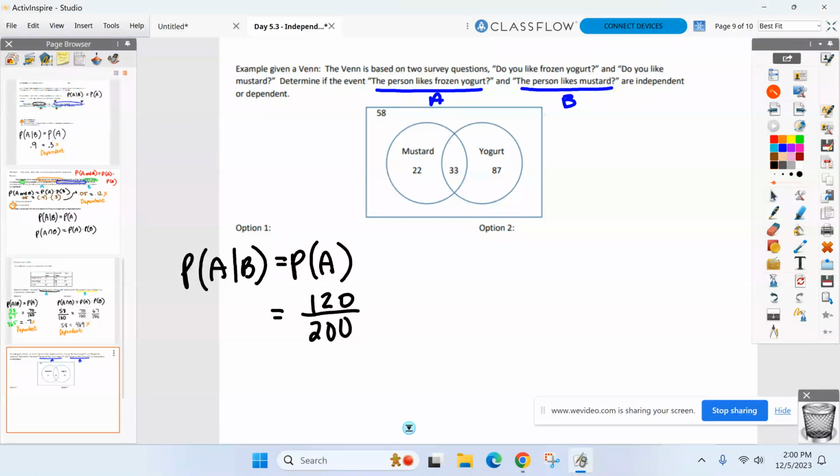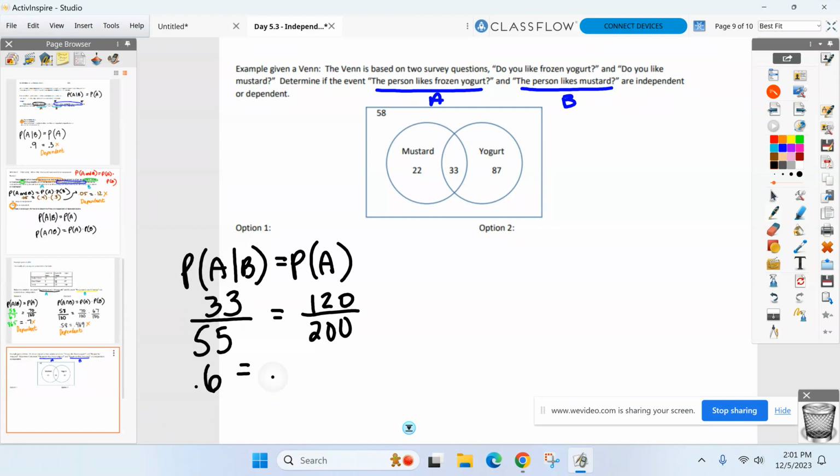Is that the same as a person liking frozen yogurt given they already like mustard? All right, so given they already like mustard, it's not going to be out of 200 anymore. It's going to be out of the people that already like mustard, which is 33 and 22, 55 of them. So out of those 55, how many like frozen yogurt? Looks like 33. Again, can't tell if they're equal. So I go to the decimal version on my calculator. I get 0.6. And then over here, 120 divided by 200.